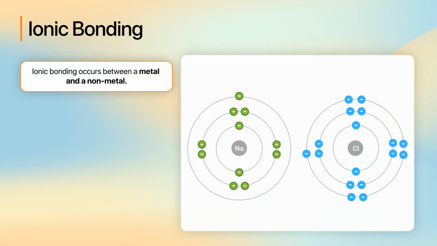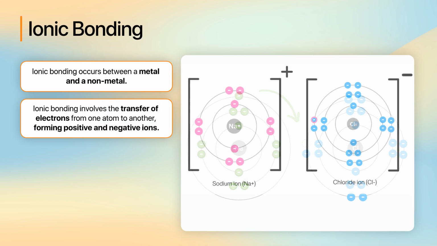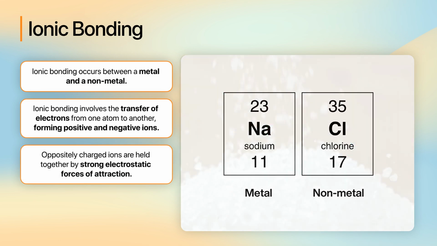First up, ionic bonding. Ionic bonding typically occurs between a metal and a non-metal. This type of bonding involves the transfer of electrons from one atom to another, resulting in the formation of positive and negative ions. These oppositely charged ions are held together by strong electrostatic forces of attraction. An everyday example is NaCl, or table salt.